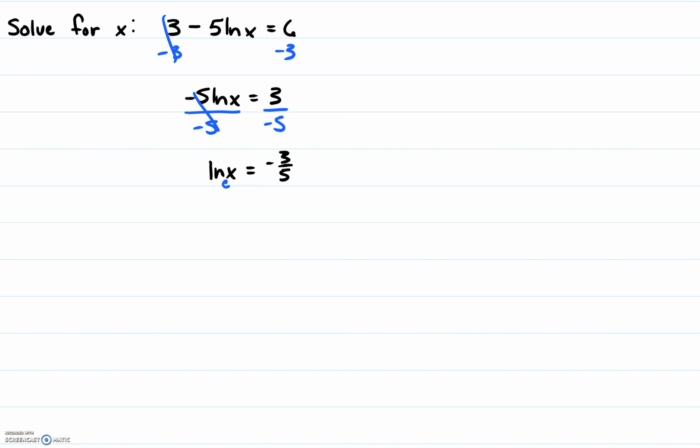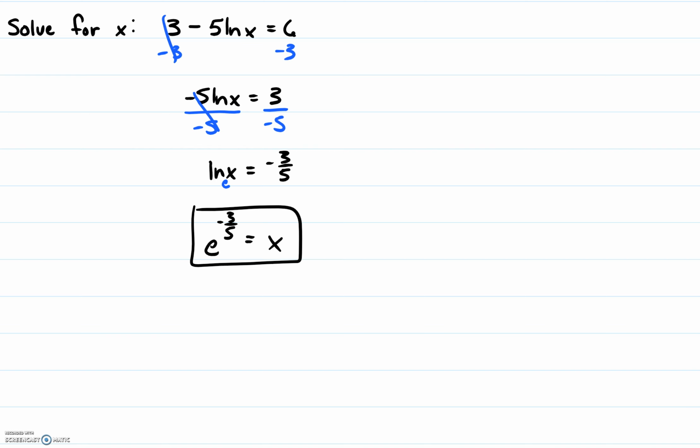So just keep that in mind if you ever get stuck and you're trying to figure out where to go from there. So rearranging to the exponential form, we have e, that's the base, to the negative 3 over 5 power, is going to be equal to x. And that's going to be our answer right there. You don't have to get a decimal approximation unless the instructions specifically tell you to.